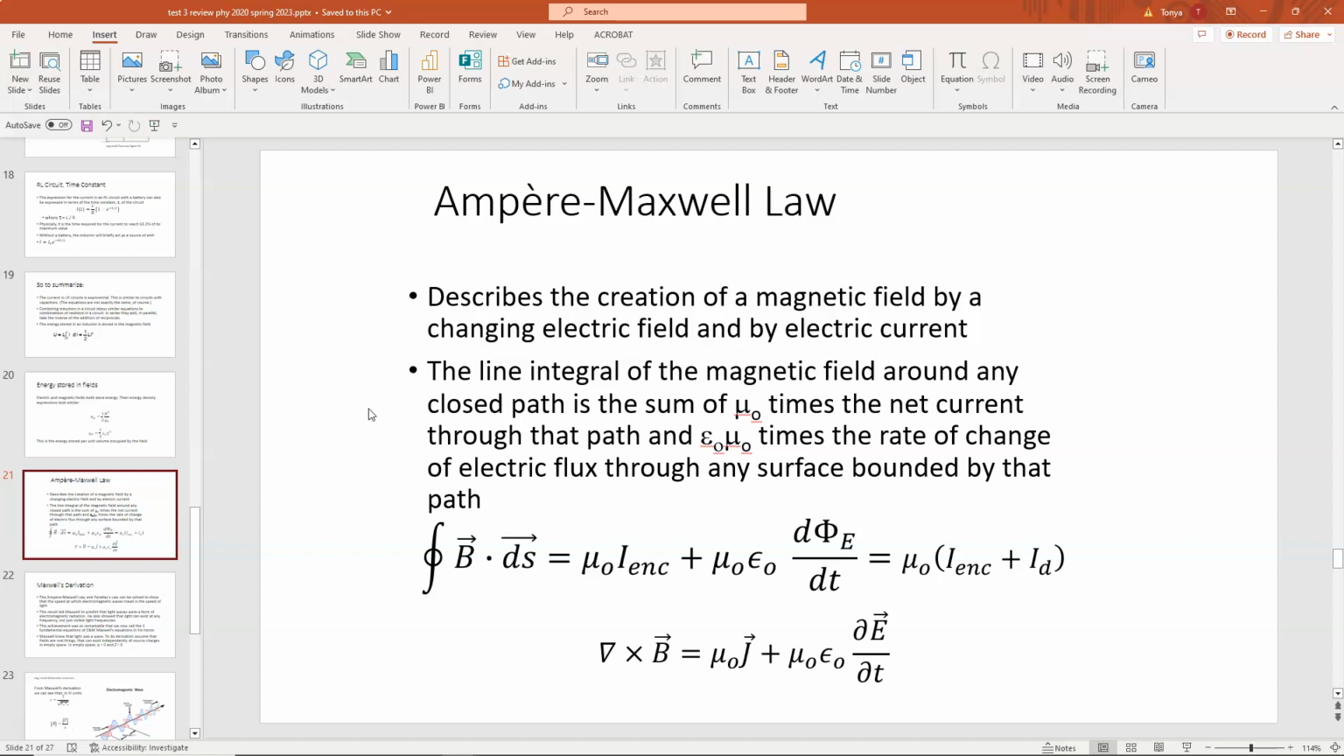You can write that in differential form as well. In differential form, the curl of the magnetic field, or del cross B, is equal to mu naught J plus mu naught epsilon naught times the partial of E with respect to t. Here J is the current density, and E is the electric field.